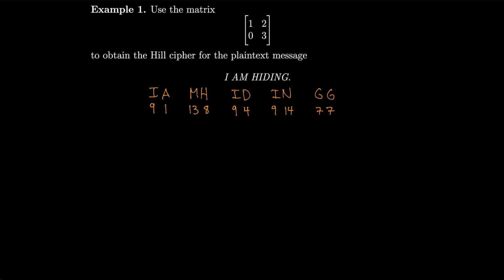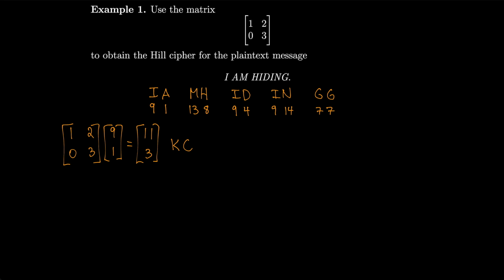Now let's encipher this using matrices. I'm going to use the matrix [1, 2; 0, 3] and multiply it by each of these pairs as column matrices. So I'll multiply it by IA, which is 9, 1, and I get 11, 3. The 11th letter of the alphabet is K, and the third is C, so that gives me KC.